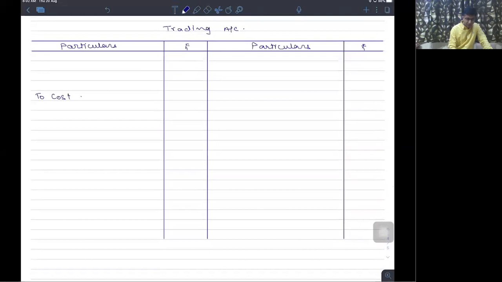Cost of production in the case of a manufacturer, but even a trader prepares a trading account, if you remember. Therefore, or to purchases. Even in case of a manufacturer, he may also purchase certain goods from outside and he may also sell it as such. So he may be a manufacturer cum trader. So that cost of production, that cost of goods purchased, all this will come into the trading account.